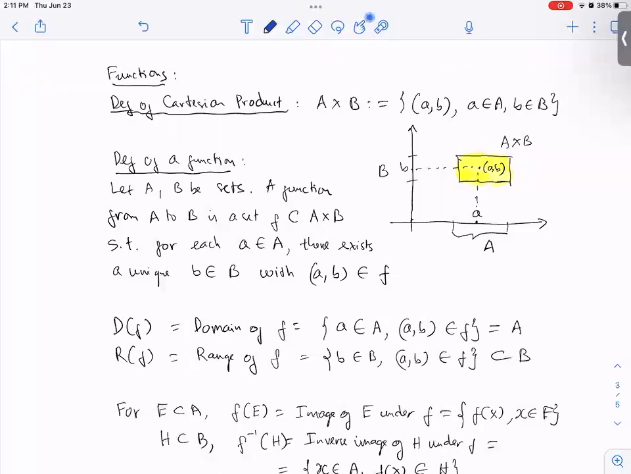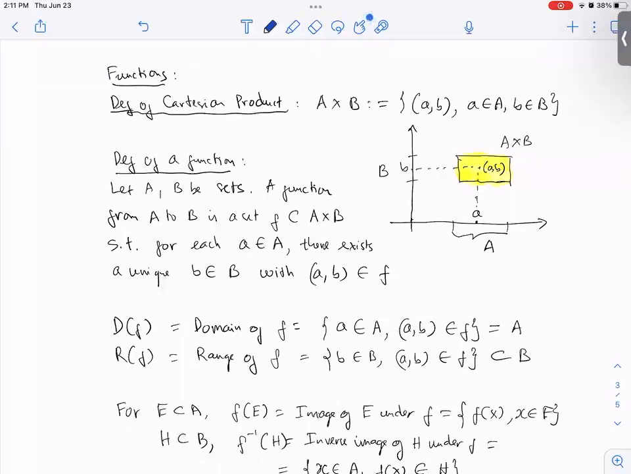Next, we're going to see how to define functions from scratch. We start with the definition of the Cartesian product A times B. This is the set of all pairs (a, b) for a an element in set A and b an element in the set B.